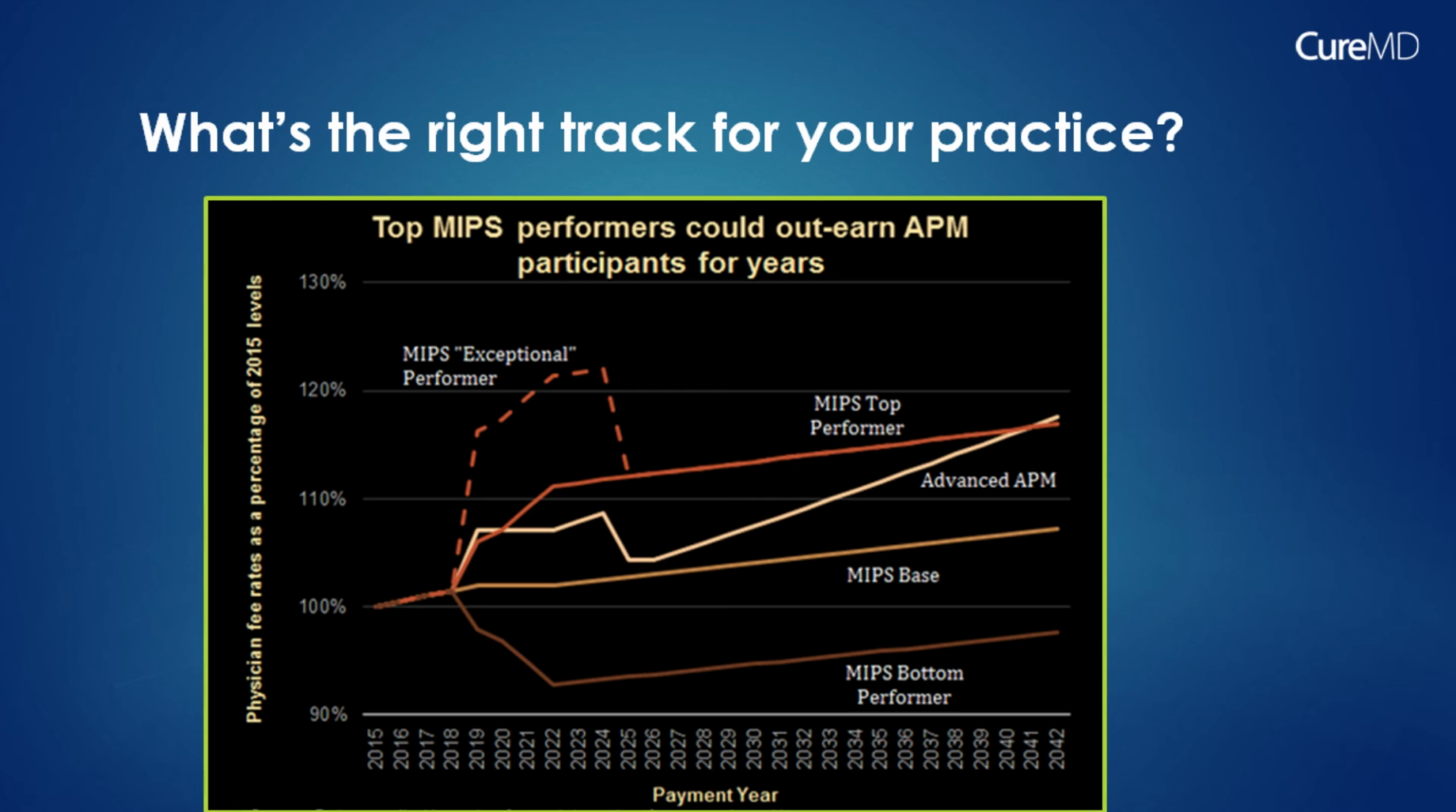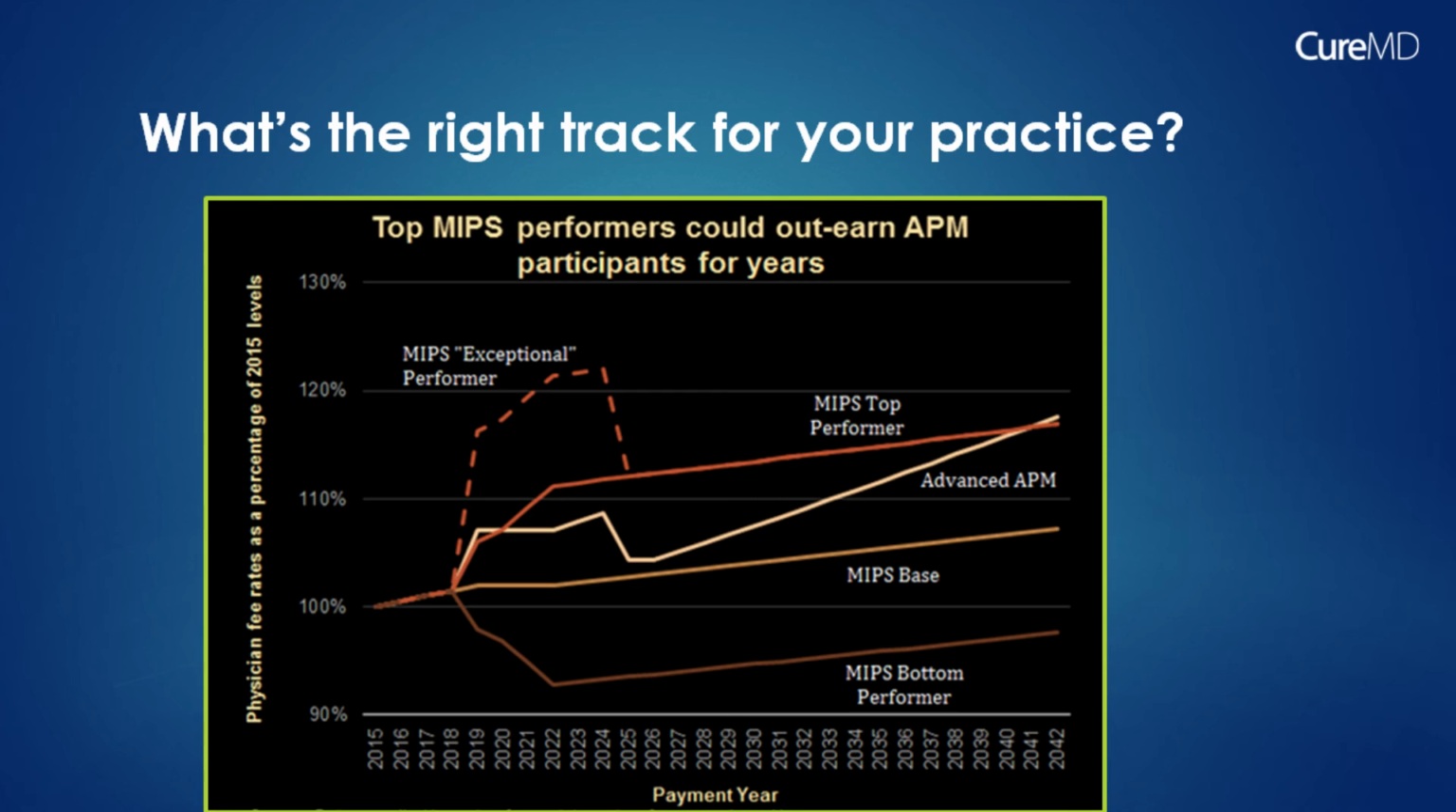So this graph goes many, many years into the future, and we don't really want to predict what's going to happen, but we want to look at the baseline. So this is based on the 2015 fee schedule, and every year after 2015, we're getting that constant 0.5% increase in the Medicare fee schedule, the base fee schedule.